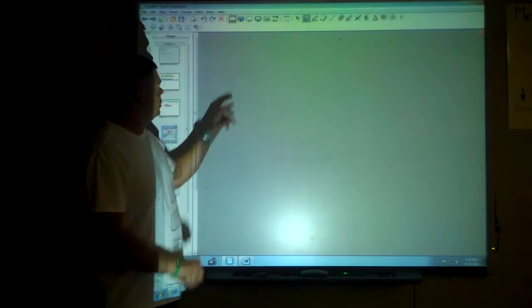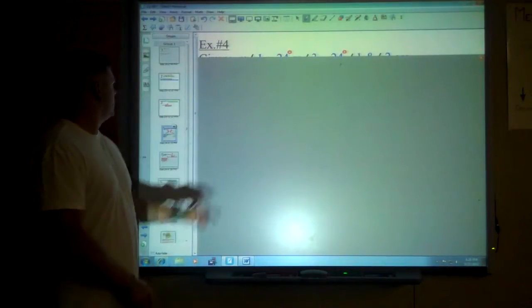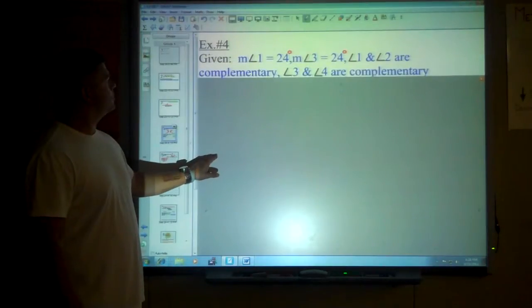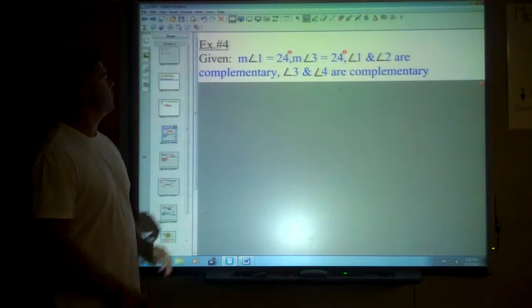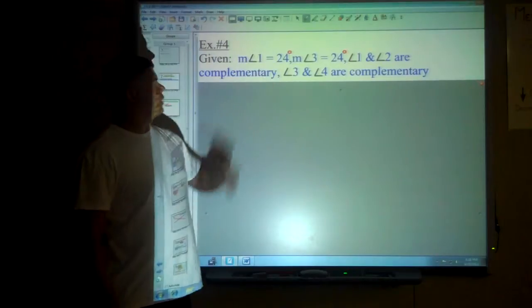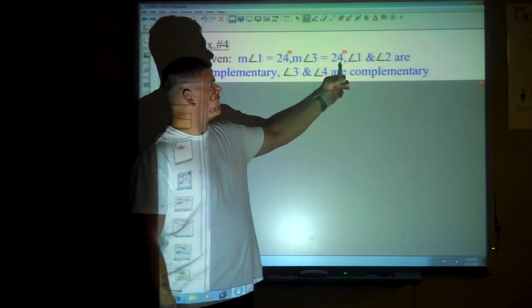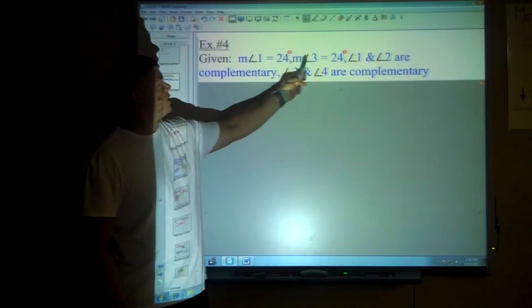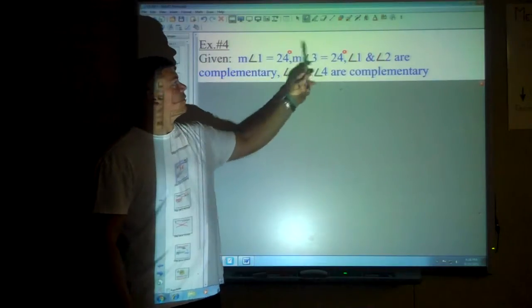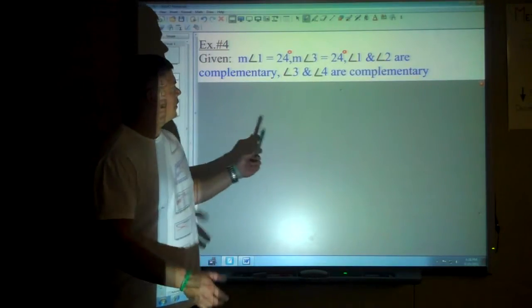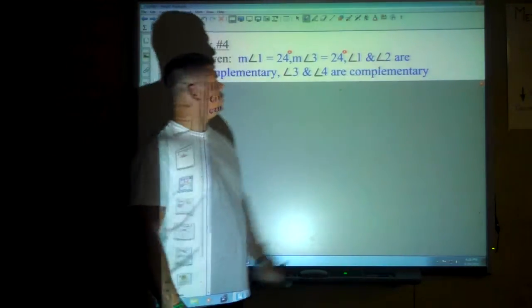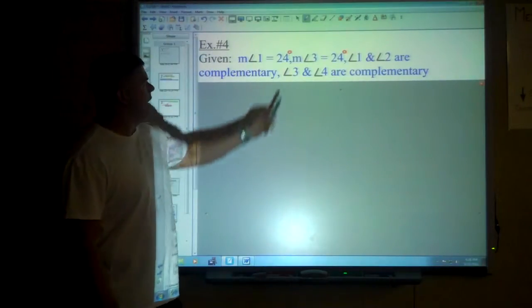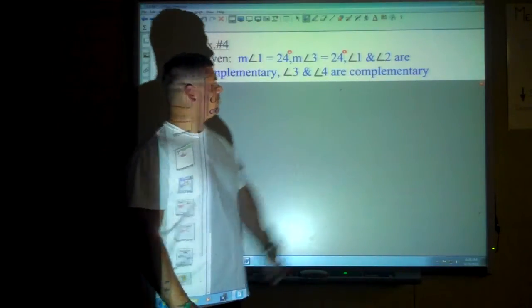Okay, another example dealing with proofs. So here is a bunch of given information. The measure of angle 1 is 24 degrees. The measure of angle 3 is 24 degrees. So the fact that you know these two measures are the same, the measures of angles 1 and 3 are also going to be congruent. So we know that. Angles 1 and 2 are complementary. Angles 3 and 4 are complementary.